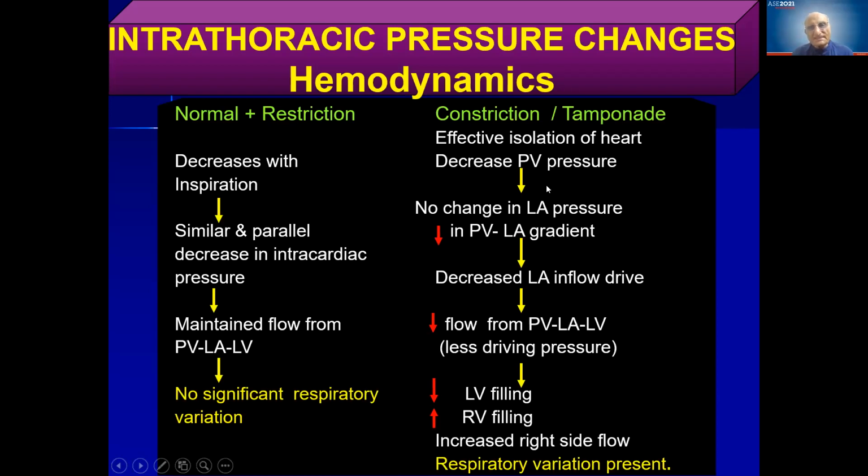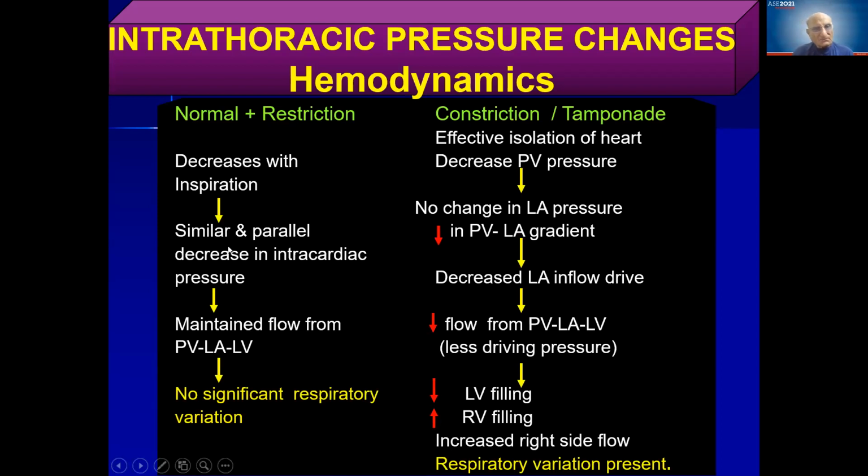So what happens during inspiration? Because of a permanent increase in the LA pressure, there is a decreased flow from pulmonary vein to LA, and when there is a decreased flow from pulmonary vein to LA, there is a decreased flow from LA to LV. So there is decreased LV filling, and because of ventricular interdependence, when there is decreased LV filling, there is increased RV filling. They have to compensate according to each other. And this is what is known as the respiratory variation, which I will show you just now.